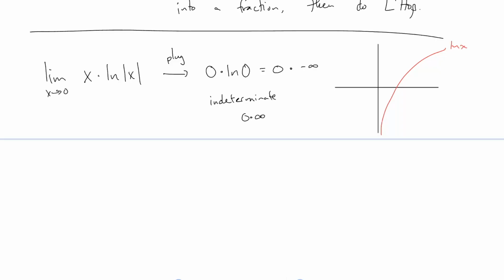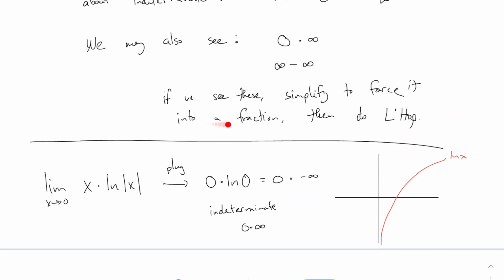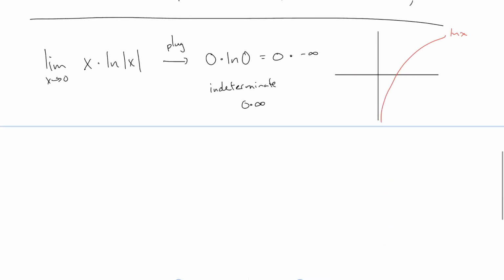All right? So when you see that, you think, okay, I am going to do L'Hopital's rule, but L'Hopital's rule only applies when things are written as a fraction. If you see something like 0 times infinity, you should simplify to force it into a fraction. So I am going to do a weird simplification, which ordinarily you would never do, but I have to make it look like a fraction. I'm going to write it like this: ln absolute value x divided by 1 over x. So I turned this multiplication by x into dividing by 1 over x.